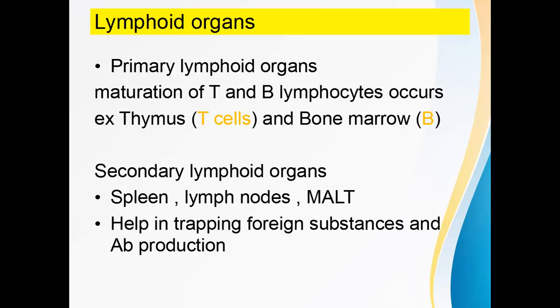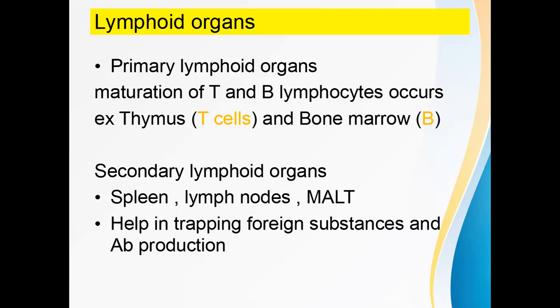Now we will be looking into the lymphoid organs. There are primary and secondary lymphoid organs. Primary lymphoid organs involve the maturation of T and B lymphocytes. In the thymus, maturation of T cells occurs, and in bone marrow, maturation of B cells occurs. And bone marrow is the major site for the generation of circulating RBCs, granulocytes, monocytes, and B cells.